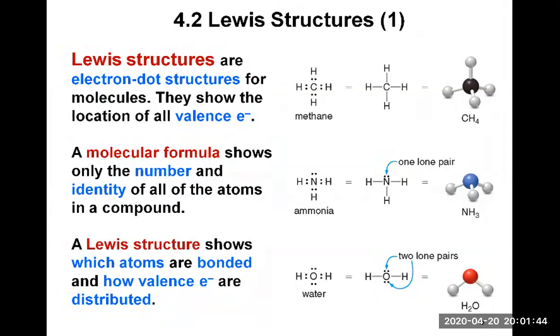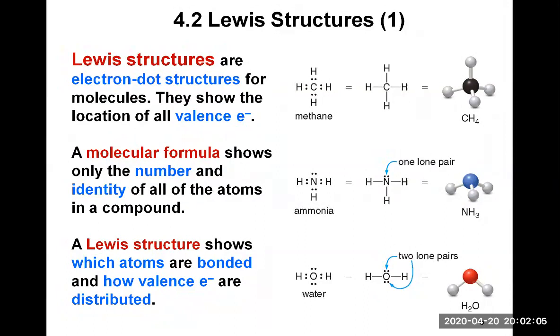This video will go over section 4.2 on Lewis structures, 4.2a, part A of section 4.2. So Lewis structures are electron dot structures for molecules. They show the location of all valence electrons.